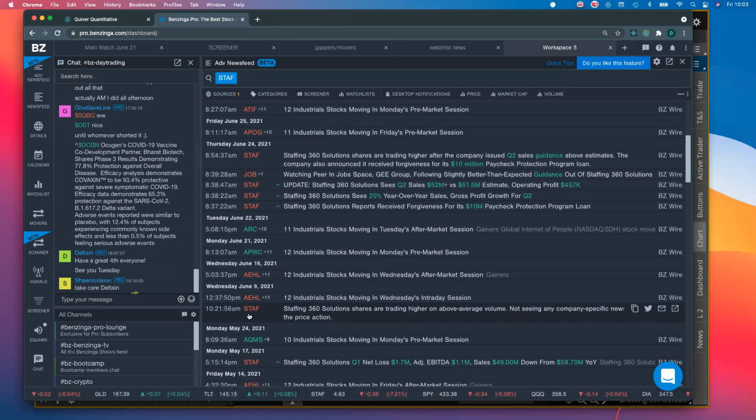This is what I don't like. Whenever you see a news article like this, where the shares are trading higher on above average volume, but there's no specific news compared to that company, I'm going to ask myself, is this just a pump and dump?